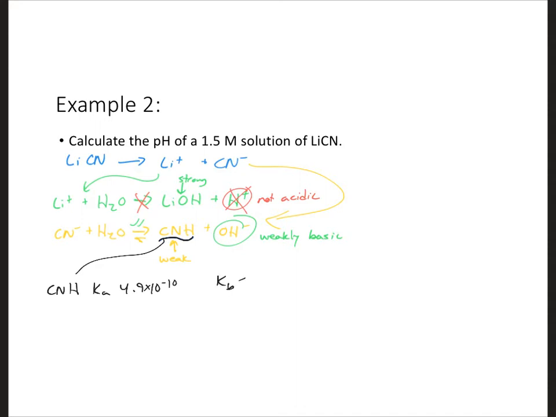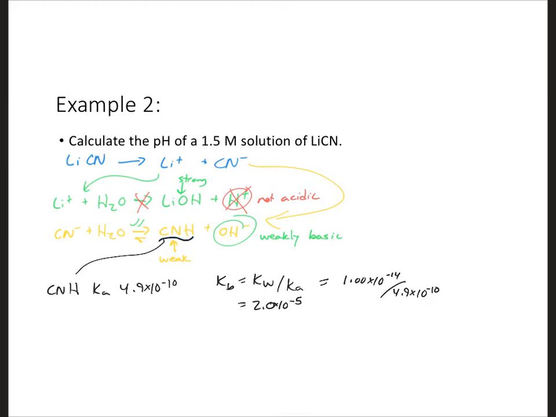Kb, if you recall, is Kw divided by Ka. That means it's going to be 1.00 times 10 to the minus 14 divided by the Ka that we just looked up, 4.9 times 10 to the minus 10. We solve that, and the Kb is going to be equal to 2.0 times 10 to the minus 5. All right, so now we have a Kb.